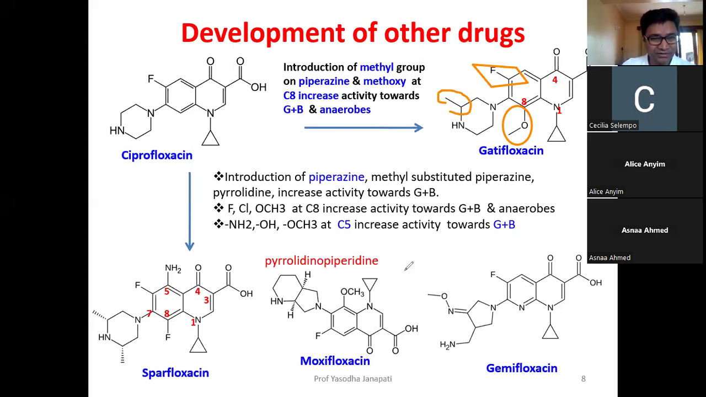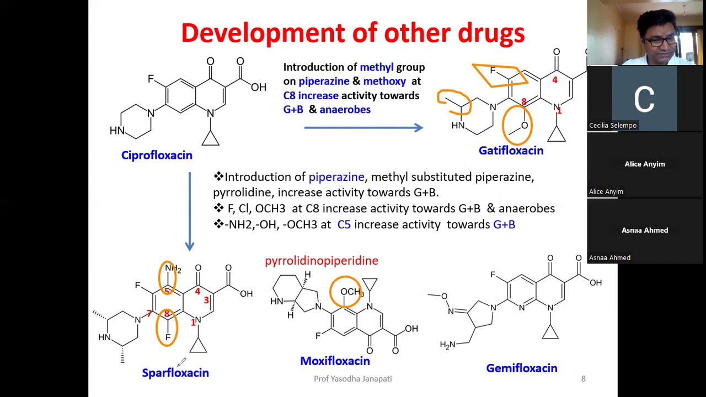Now, multiple changes we have done. We can see introduction of piperazine, methyl substituted piperazine, methyl substituted here too. Sometimes you can see a substituent on the 5th position, either an NH2 group or OH. There are some drugs we didn't place, or an OCH3 group is present. This all increased activity towards gram positive bacteria. Now you can see at the 8th position, there is also a fluorine atom.